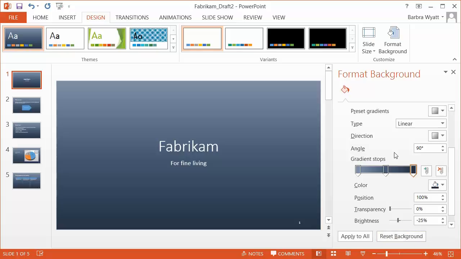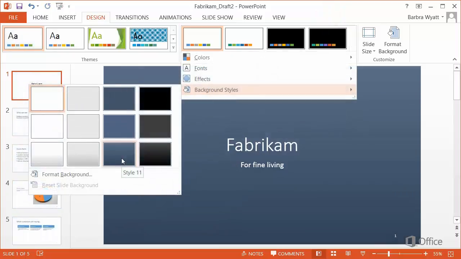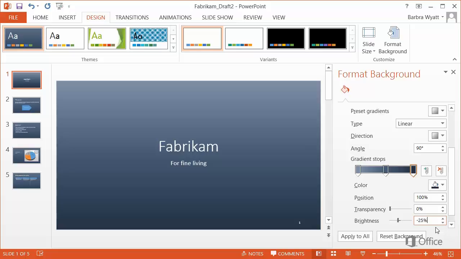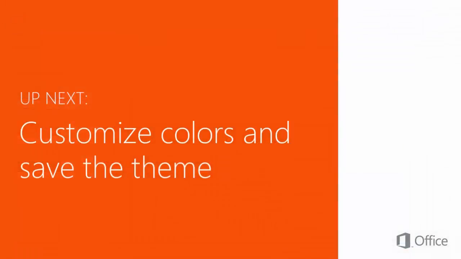I like this background, so I'll close the Format Background pane. To recap, you now know how to find variant choices for a theme background, choose one that goes with the theme colors, and tweak it in the Formatting pane. Up next, we'll customize the theme colors and save the theme.